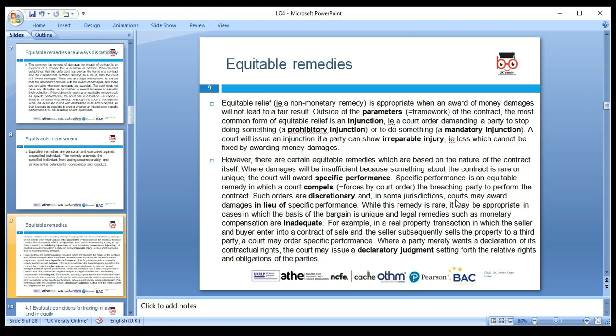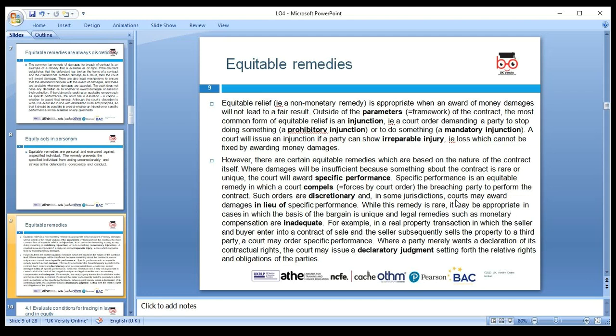There are certain equitable remedies which are based on the nature of the contract itself, where damages will be insufficient because something about the contract is rare or unique. The court will award specific performance. Specific performance is an equitable remedy which compels, by court order, the breaching party to perform the contract. Such an order is discretionary. In some jurisdictions, the court may award damages in lieu of specific performance, though this is rare. It may be appropriate in cases in which the basis of the bargain is unique and legal remedies, such as monetary compensation, are inadequate.